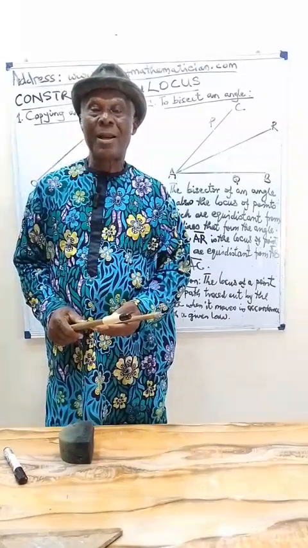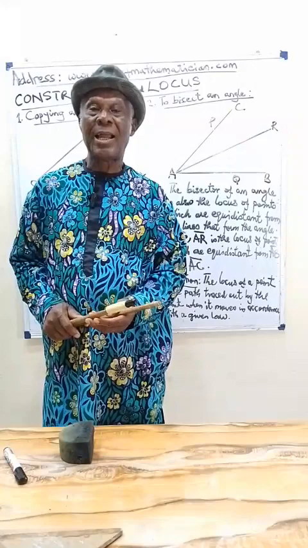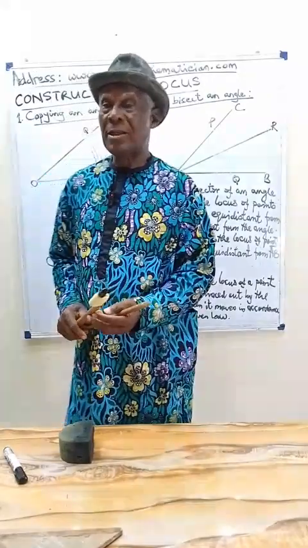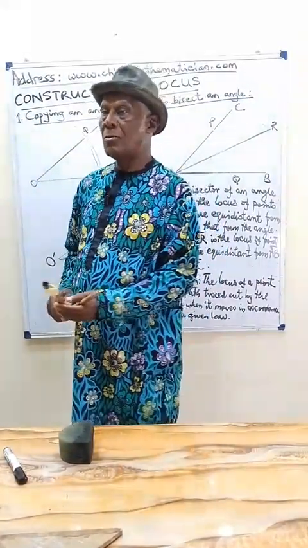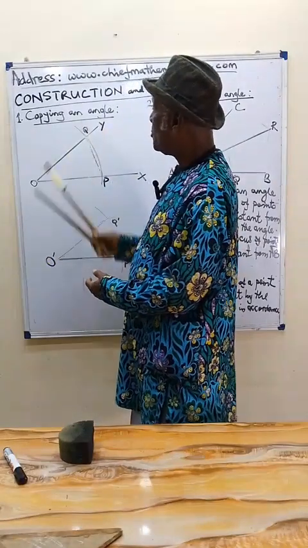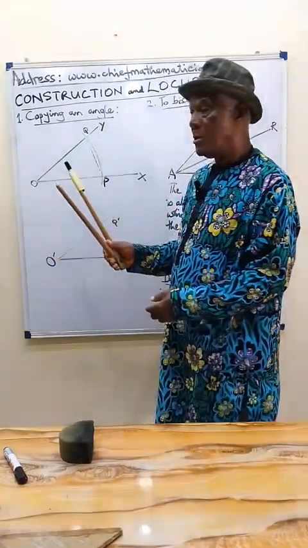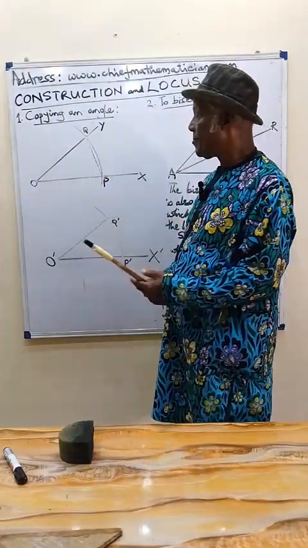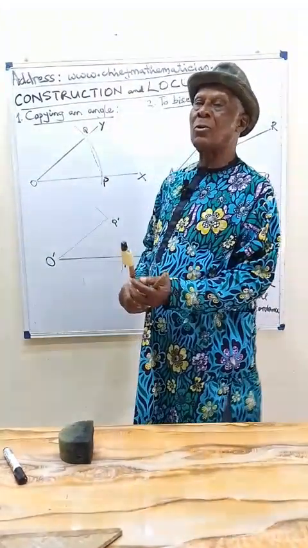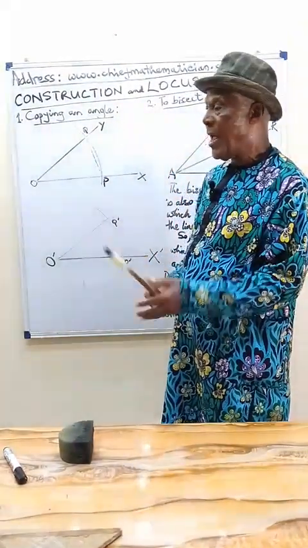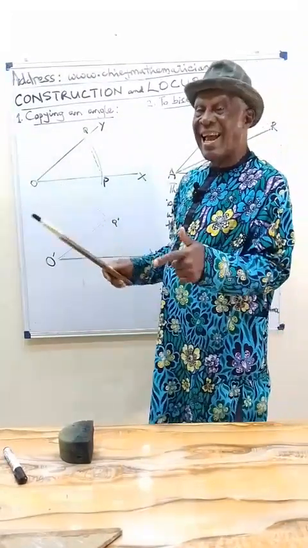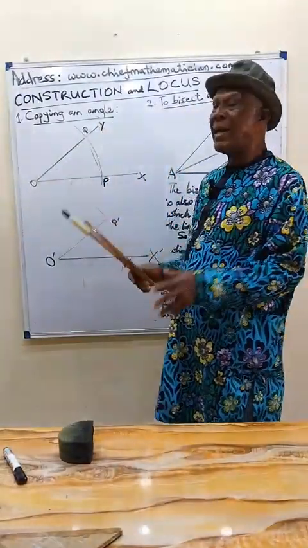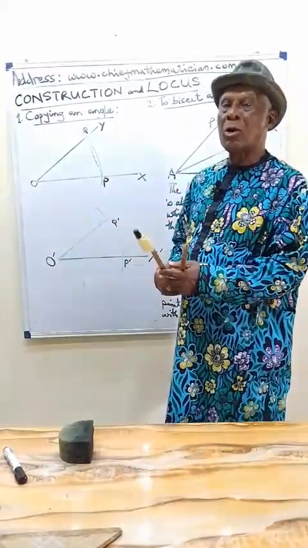Yes, this time around, I want us to treat construction and locus. I will begin with copying an angle. To copy an angle, suppose we are given angle XOY. We want to copy angle XOY. I don't need to bother my head about the size of the angle. All I know is that I am given angle XOY and I'm asked to copy it by construction.